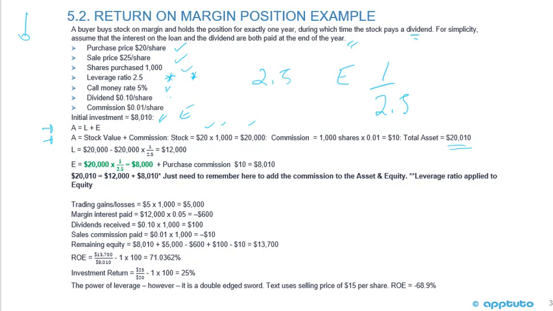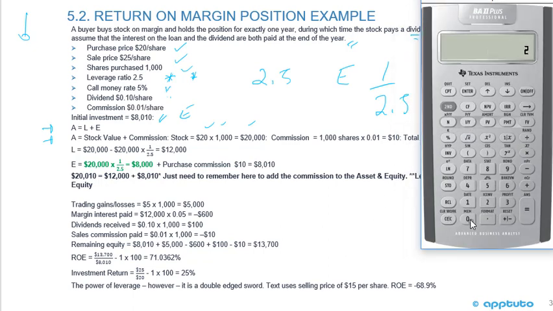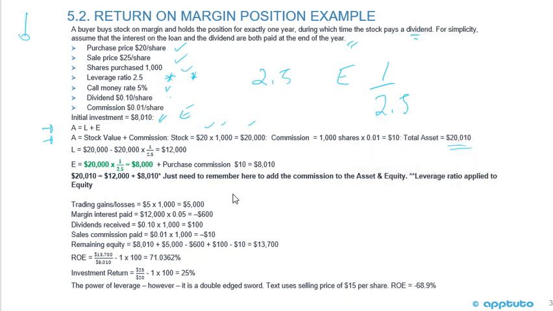If I do 20,000 times 0.4, I know I'm going to have to put in an initial margin of $8,000, but then don't forget about the commission as well, the $10. So in terms of assets equals liabilities plus equity, our asset is 20,010, we're going to borrow $12,000, and our initial equity is 8,010. I put that in bold. Just remember to add the commission to the asset and the equity, and the leverage ratio is applied to the equity. Now we're going to go through our profit and loss.